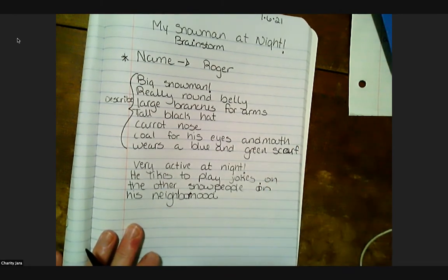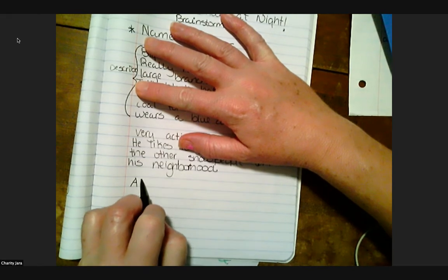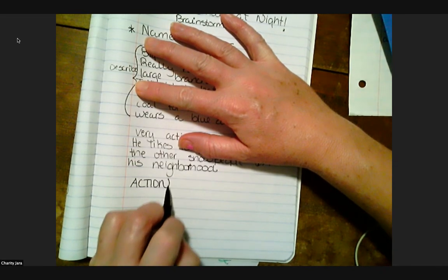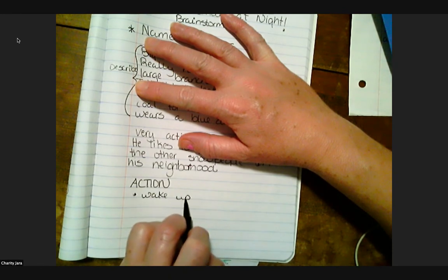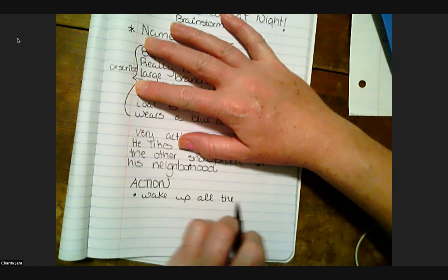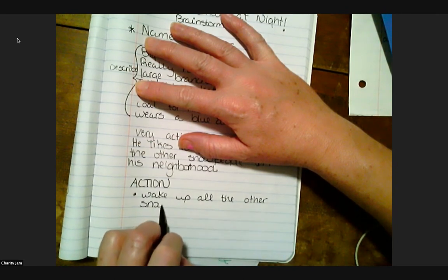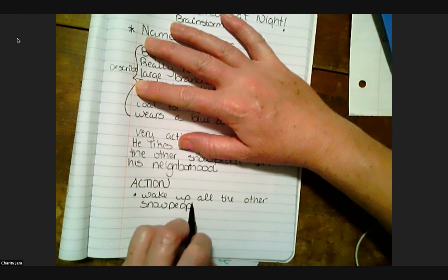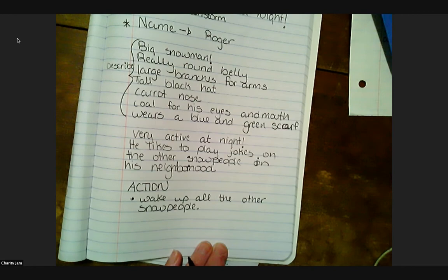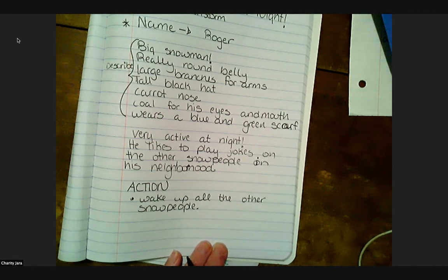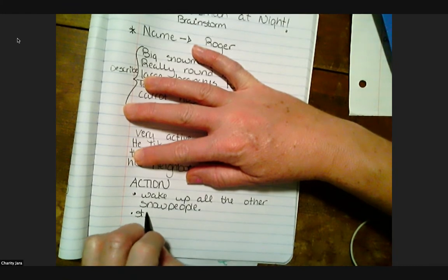So it's dark and everybody's asleep. So this is going to be the action of our story. Okay, so this is really the action. The first thing he's going to do is wake up all the other snow people. Okay. And Roger actually loves baseball. So he's going to get them started in a baseball game, but he's going to trick them in the middle of the baseball game. So he's going to start a game of baseball.